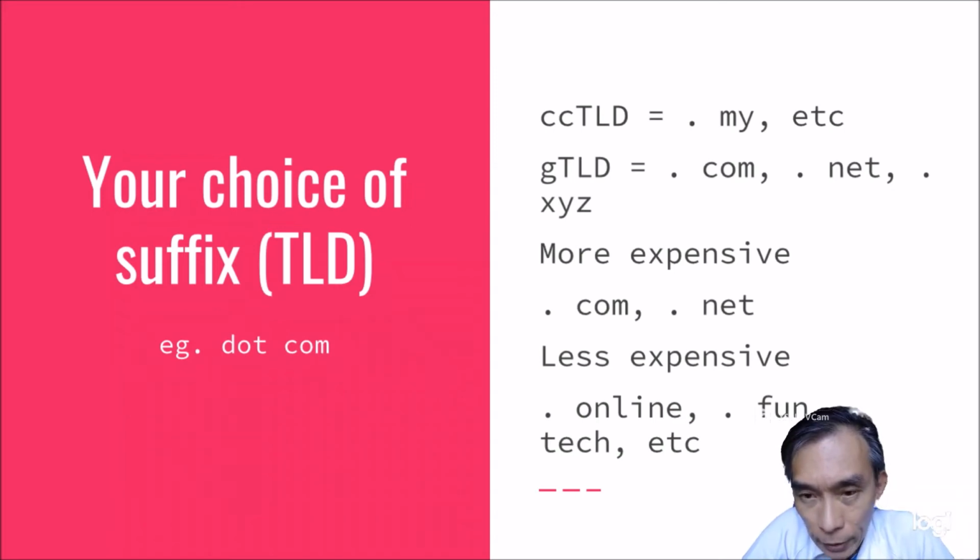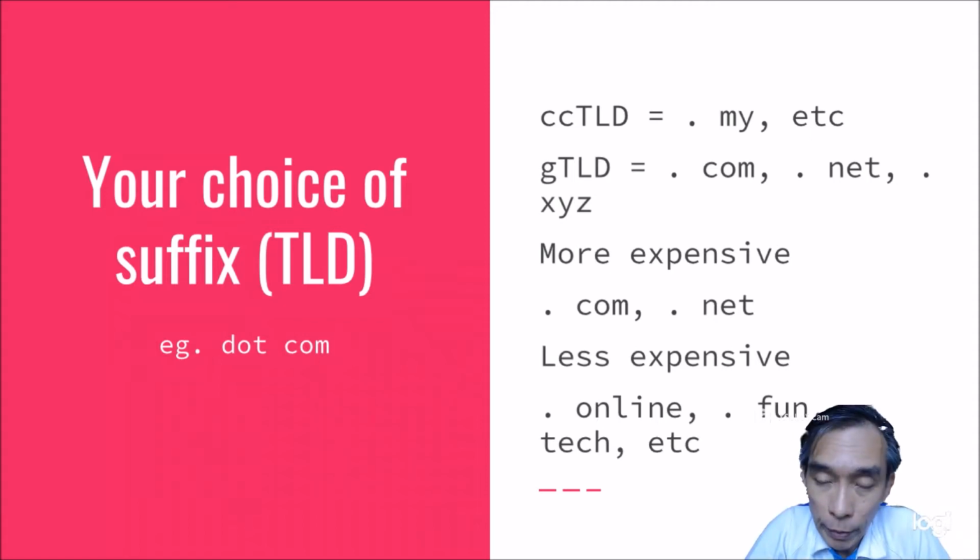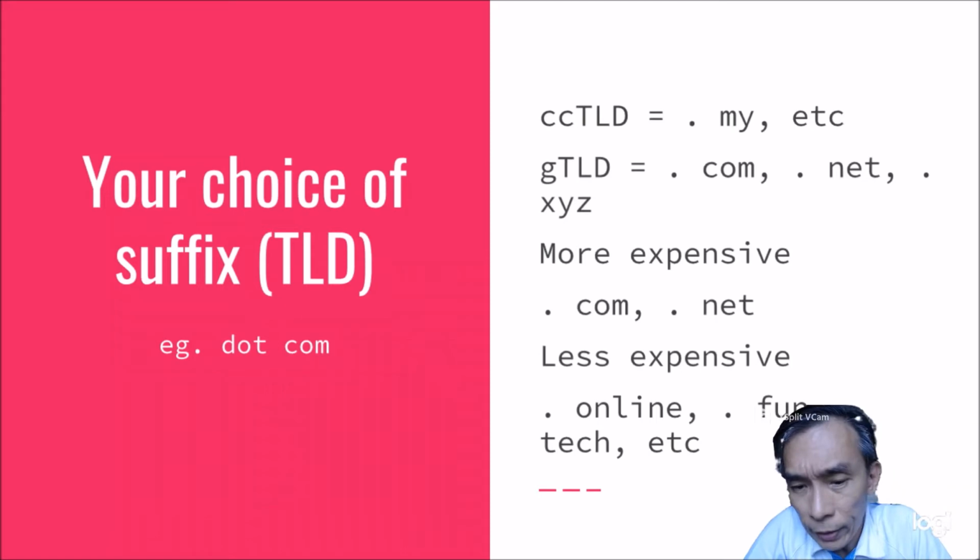So you buy a domain for a purpose that is commonly remembered. People remember .com, maybe some remember .my, .net, but hardly anyone will remember .fun or .tech. Even .online, not so many people can remember.